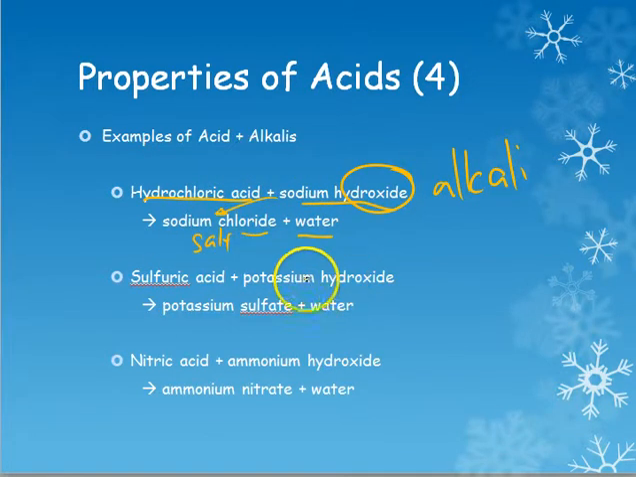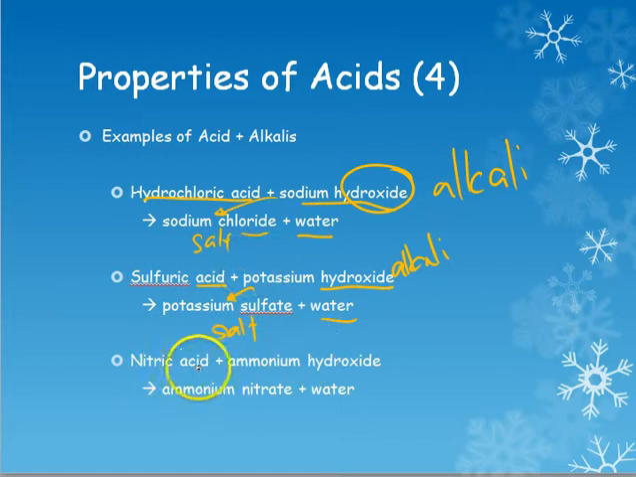Sulfuric acid plus potassium hydroxide. Acid plus hydroxide is acid plus alkali. So what is the salt formed? I know it's salt plus water. But what is the salt? Since it's sulfuric acid, it must be a sulfate salt. And what kind of sulfate salt? It will be a potassium sulfate.